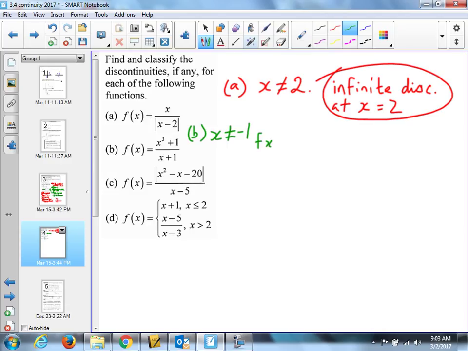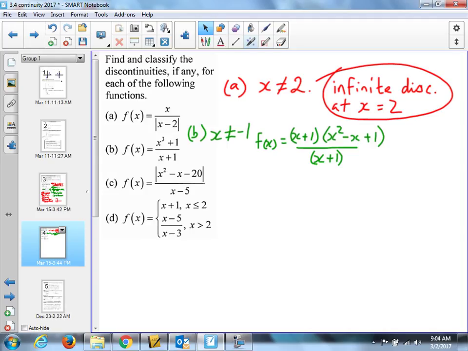Since f of x is equal to x plus 1, x squared minus x plus 1. If you multiply that out, that's x cubed plus 1. So I'd give you something that you would be able to factor, or maybe I'd give you a factored form. What does this tell you? What kind of discontinuity is the negative one going to give you?